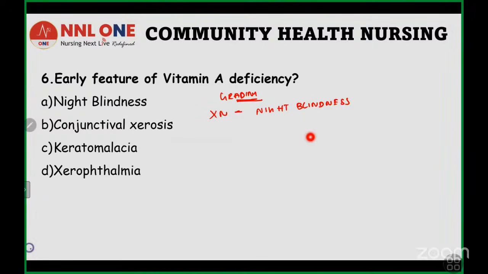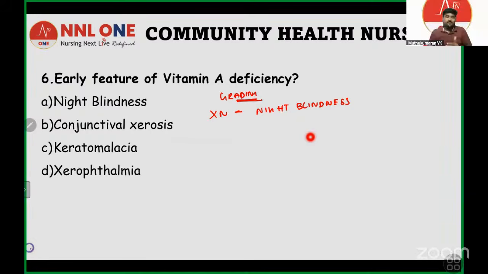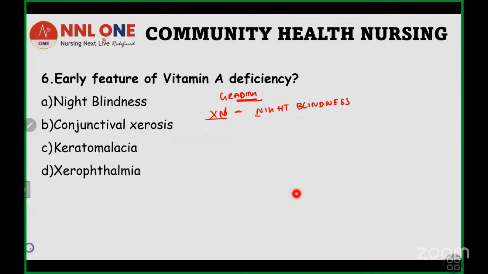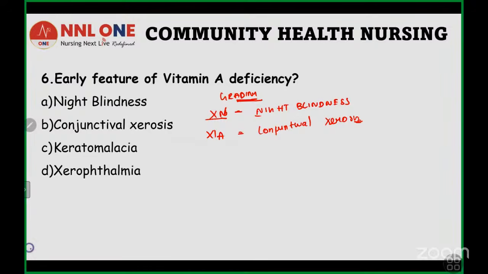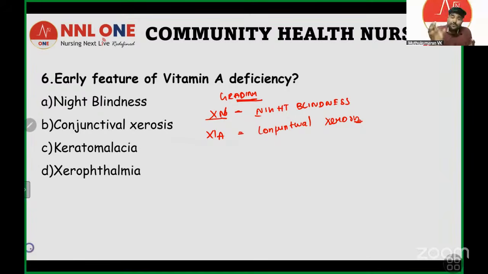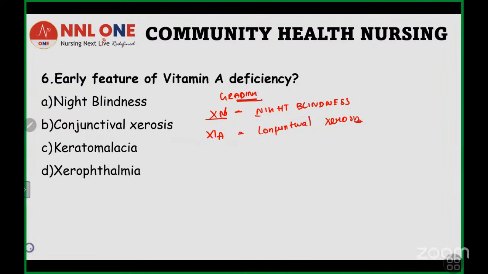This time they may focus on the gradings. First, XN, if they ask, that is for night blindness. N stands for night. If it is X1A, then it is conjunctival cirrhosis, where there will be dull, thickened and wrinkled conjunctiva. Reduced tear secretion. So it is also a long-standing deficiency. Both the things are long-standing.